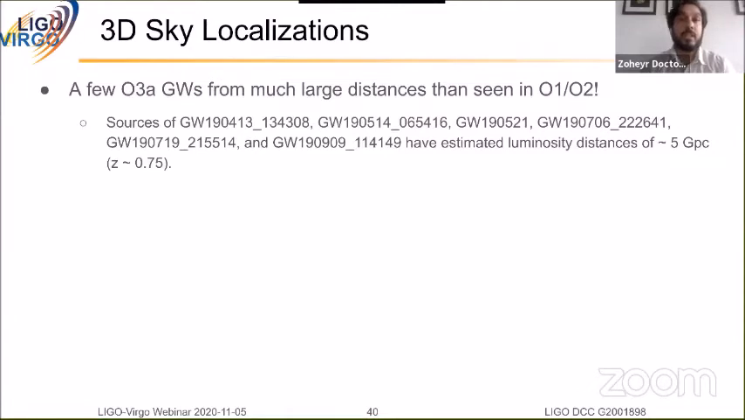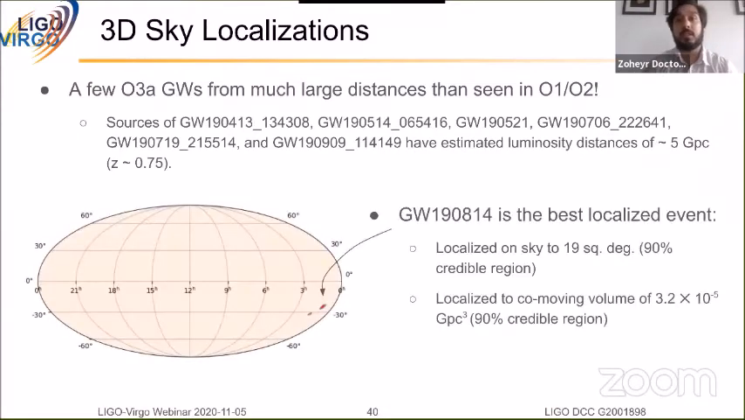One of the most interesting things I think about this catalog is that we're seeing gravitational waves coming from much larger distances than we saw in O1 and O2, which is going to help to do studies of cosmology, for example. So we have a few sources that have estimated luminosity distances of about 5 gigaparsecs, which is about twice as far as the farthest event we saw in O1 and O2.